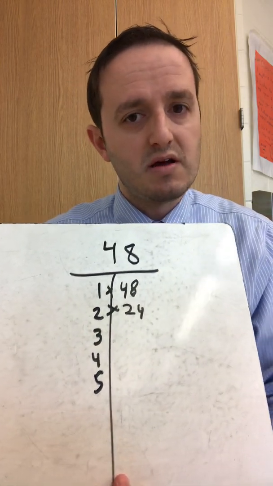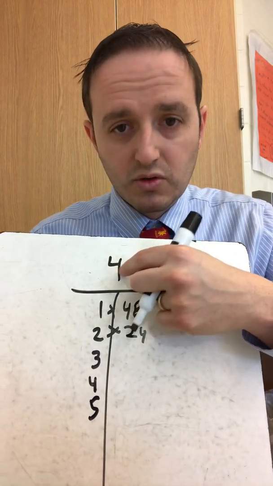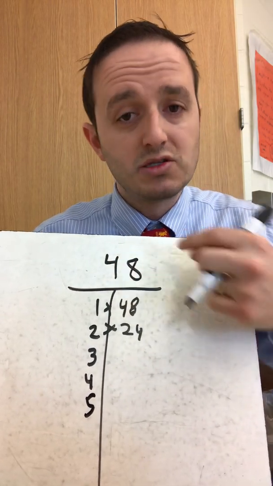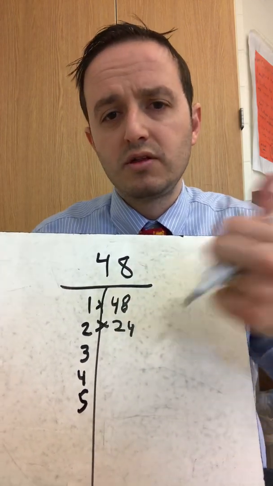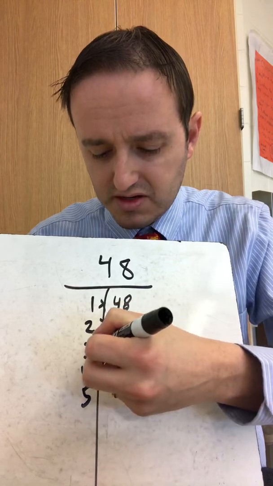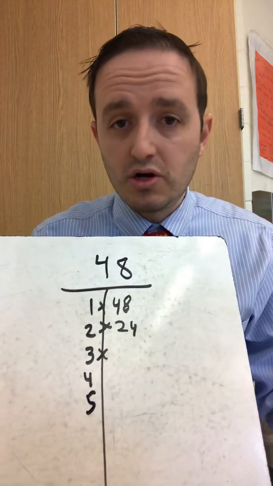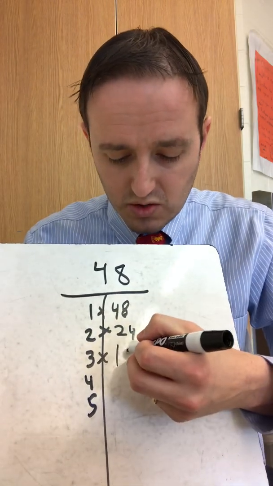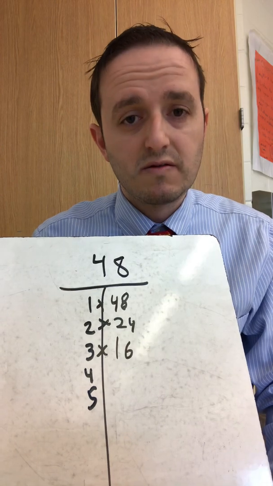3, now this is tricky. Well, the strategy for 3 is adding your digits up here. So 4 plus 8 is 12. And then thinking, does 3 go into 12? 3, 6, 9, 12. So I know 3 goes into it. Then we have to figure out how many times. You could count by 3's with your song that you've learned. And when you do, you'll realize that 3 times 16 is 48.